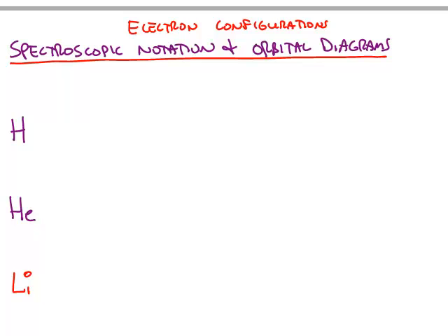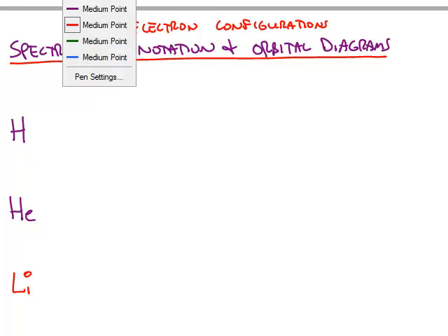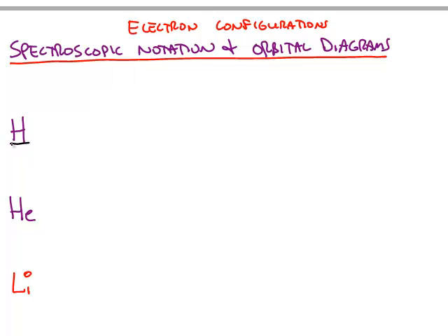So now we're going to work through some examples of electron configurations, assigning electrons to orbitals. We're going to write these two ways, spectroscopic notation and orbital diagrams. The orbital diagrams contain more information than spectroscopic notation. So if we take the element hydrogen, hydrogen is the simplest element on the table because it only has one electron to assign to an orbital.